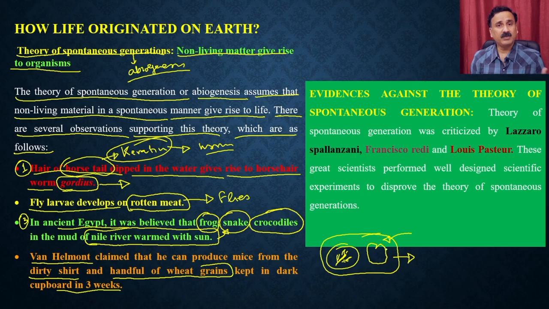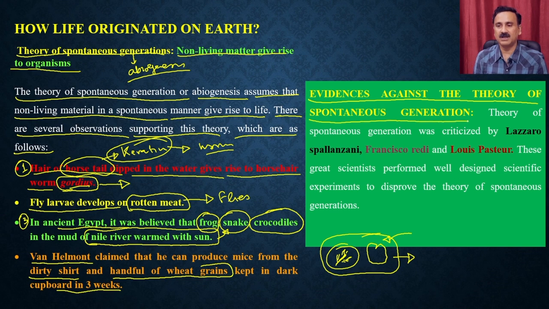But he could not explain how the mice were developed, or even why only this particular worm was developed, or why the flies developed on the rotten meat and so on. So then people started accruing evidence which would disprove this. There is evidence which was put forward against the theory of spontaneous generation.